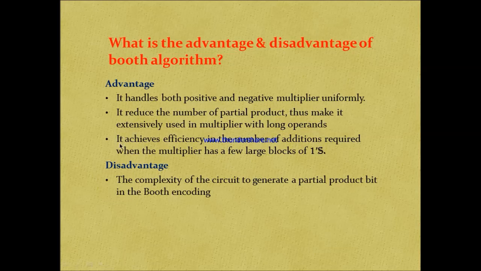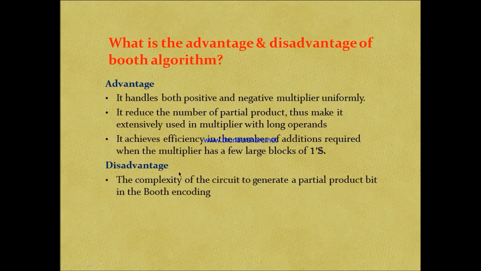And the third is that it achieves efficiency in the number of additions required when the multiplier has a few larger blocks of ones. That means when the number of consecutive ones is less, then the addition required is less. Addition is required to get the partial products, so ultimately it gives a result which has fewer partial products. So these are the advantages of the Booth algorithm.